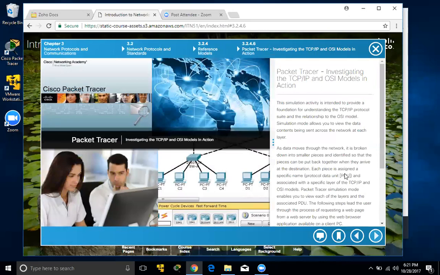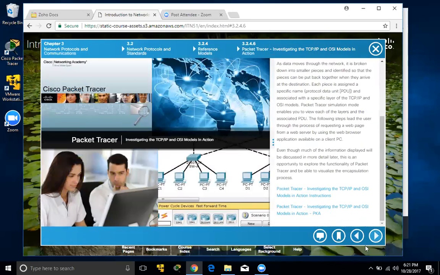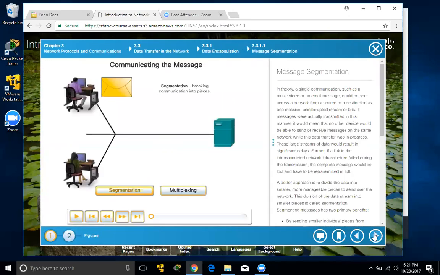Okay, the Packet Tracer, investigating the TCP/IP and OSI models in action. We're getting a lot of other work on the Packet Tracer tool. We had a lot of exercises in Chapter 2, and we'll be doing a lot more with the network build and getting ready for the Cyber Patriot. So this one, definitely optional from a Cyber Patriot standpoint if you want to do it, but if you want to skip that one, I don't think it'll mess you up to skip this one.